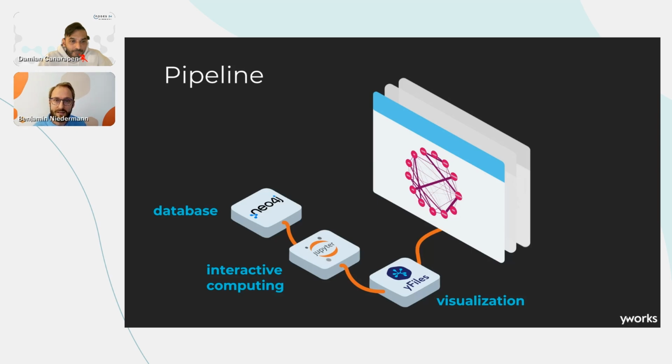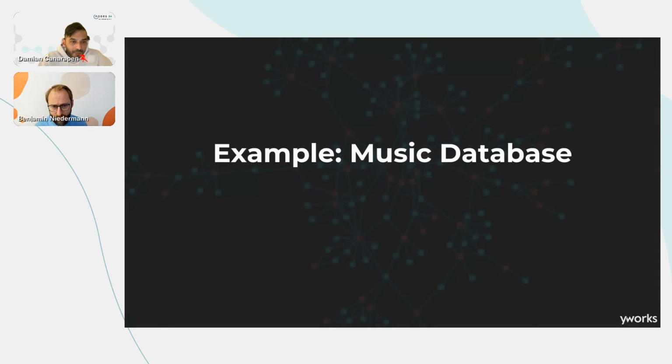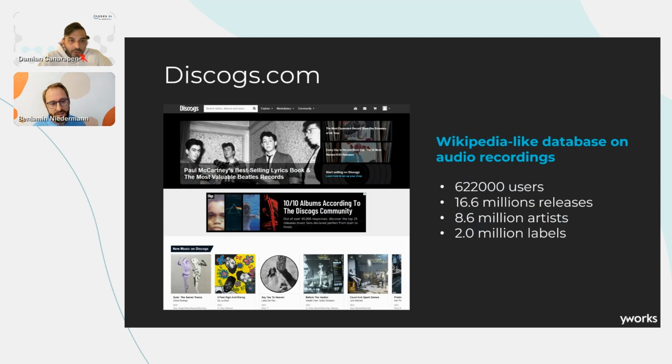And in today's talk, I would like to show you how to actually create such a pipeline and to analyze data. And this I would like to show on a very concrete example, namely a music database that I will shortly explain where it comes from. So this music database is called Discogs. It's a discography which is Wikipedia-like, and it has thousands of users maintaining the database. So it has millions of entries about the releases and about artists and also about labels.